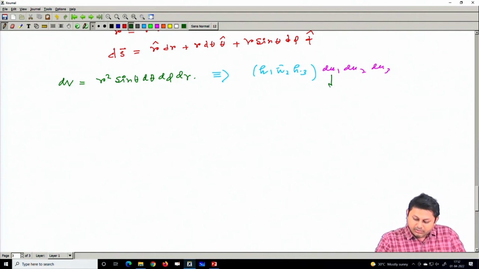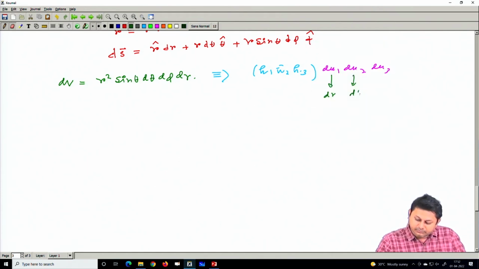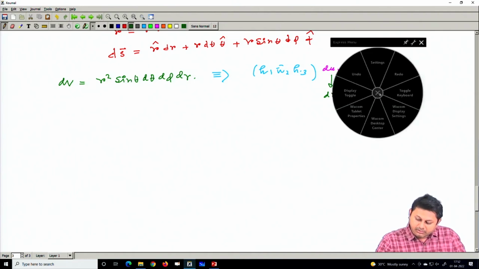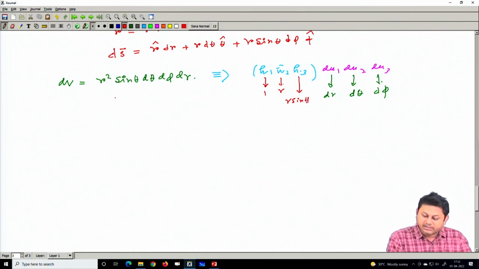Now, du1 here is dr, du2 here is d theta, and this is d phi. On the other hand, h1 here is 1, h2 here is r, and h3 here is r sin theta. Now, if you put all this together, you will find that this is nothing but r squared sin theta dr d phi d theta.